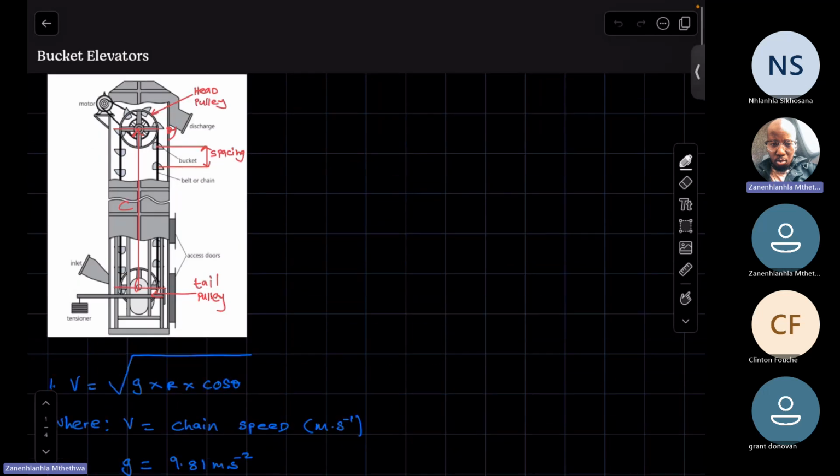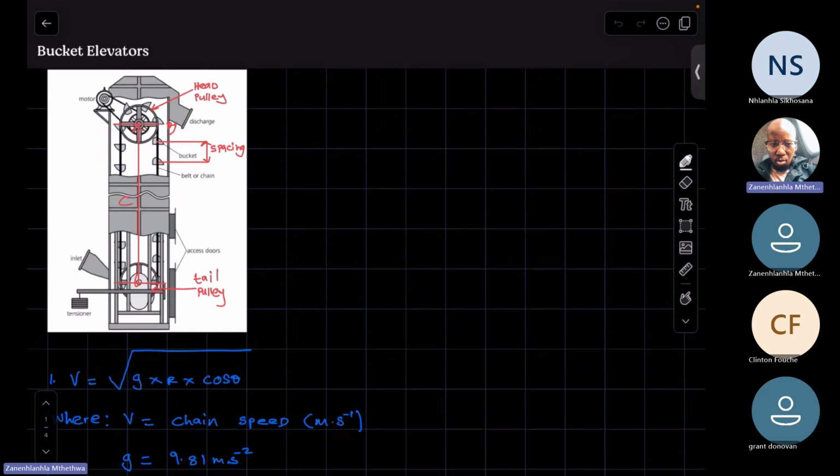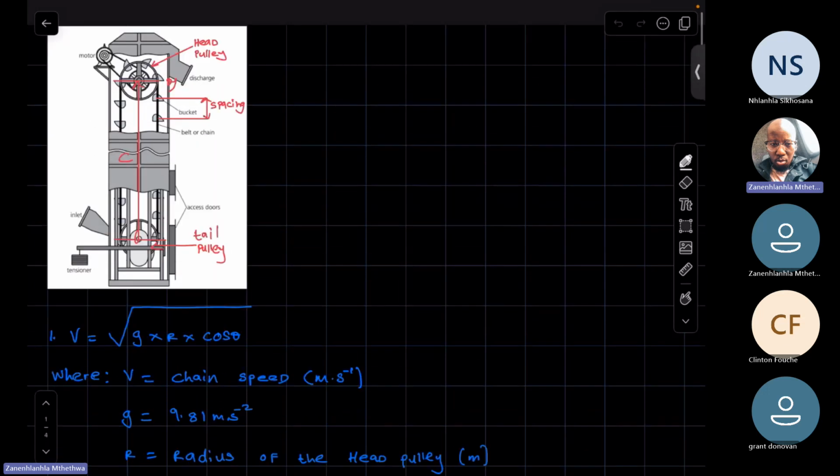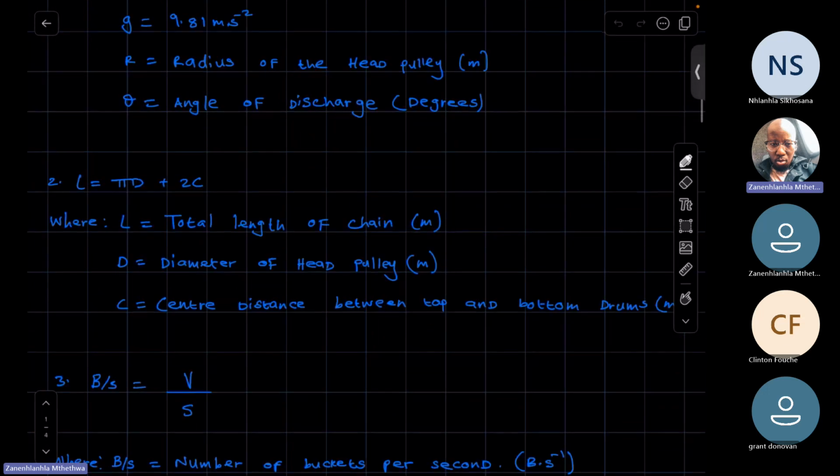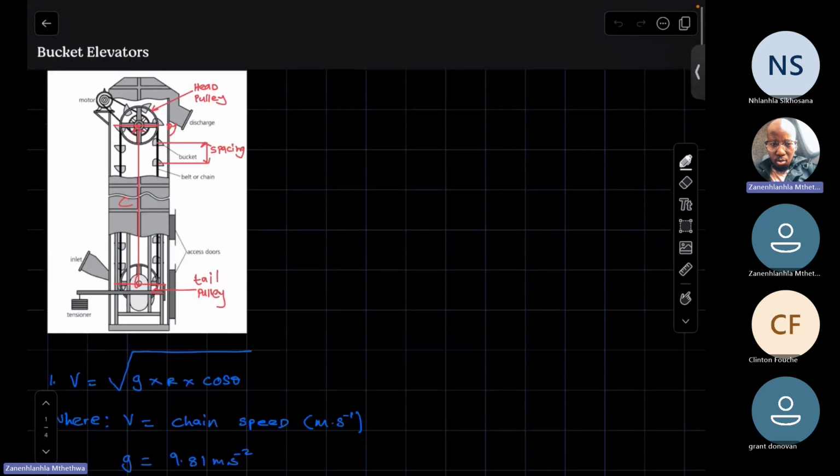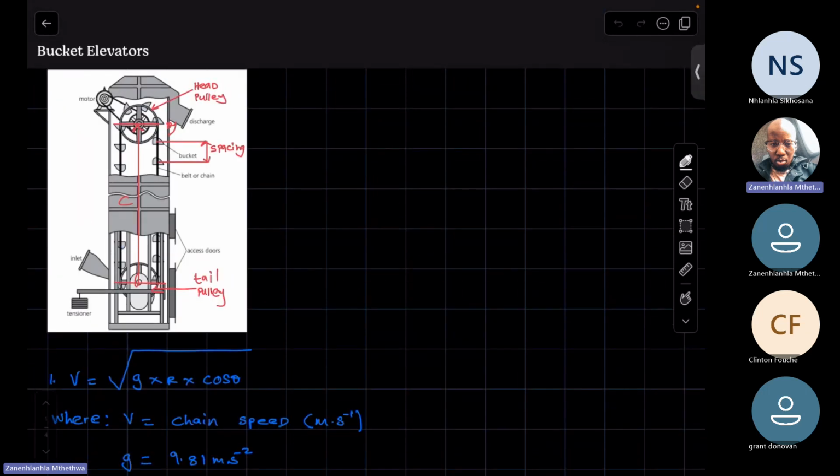All right. So before we begin, are there any questions regarding Buckets Elevators Module 4, the one I sent on, I think, Tuesday? Did you try any exercises on Buckets Elevators?